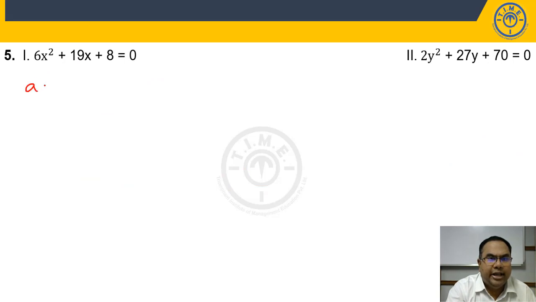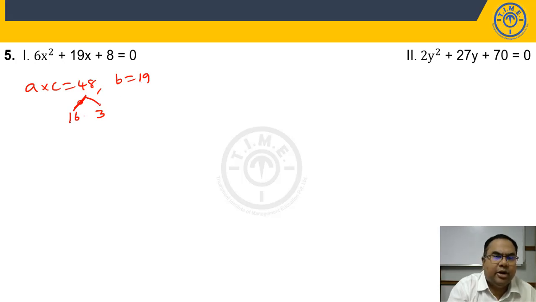A into C is 48. What is my B value? 19. So write B as sum of two numbers. I can write it as 16 and 3. 16 plus 3 is 19. 16 into 3 is 48. So what will be my roots? They will change the sign. Minus 16 by 6, minus 3 by 6. Minus 3 by 6 is minus 1 by 2. Minus 16 by 6 is minus 8 by 3.